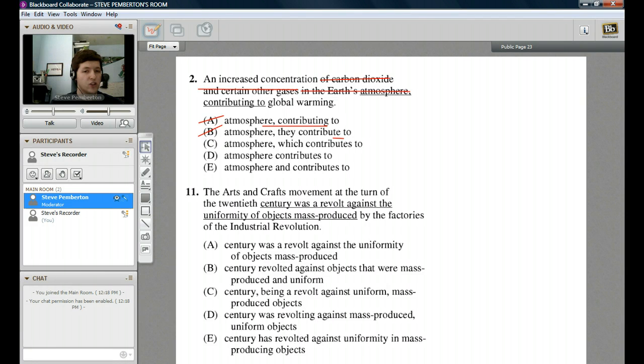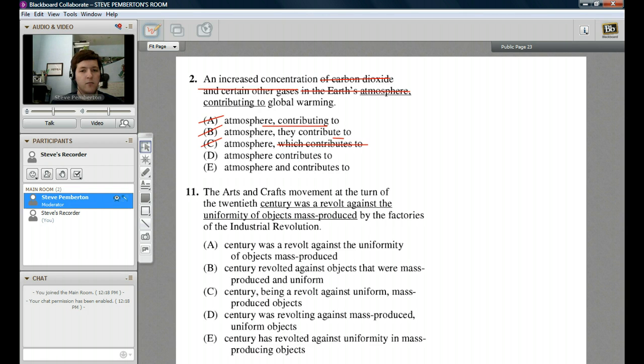So let's look at the remaining differences. We could have "atmosphere, which contributes." We wouldn't want to do that because by having a comma and then the word "which," it creates a phrase of apposition. Phrases of apposition are when basically it's not essential to a sentence. You could remove it if you'd like. And you can't say "an increased concentration atmosphere." We already tried that before, where ending it after the atmosphere doesn't work. So we wouldn't choose C.